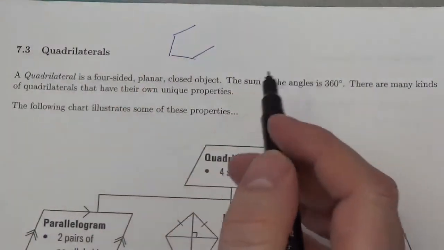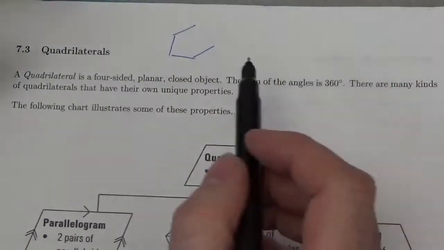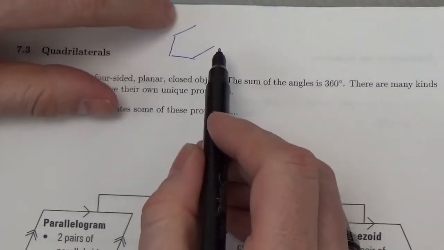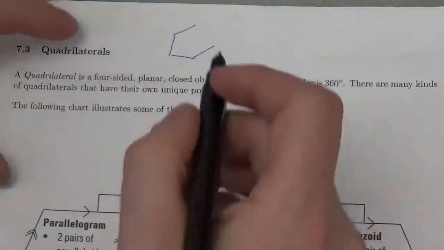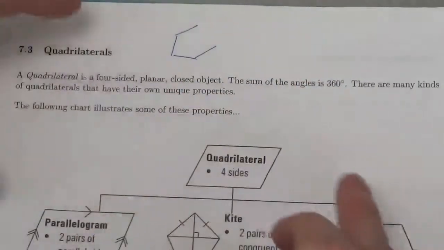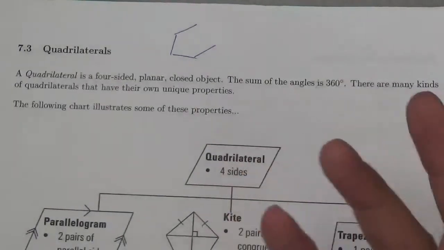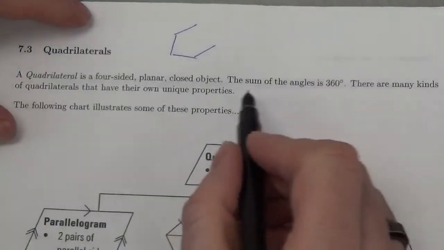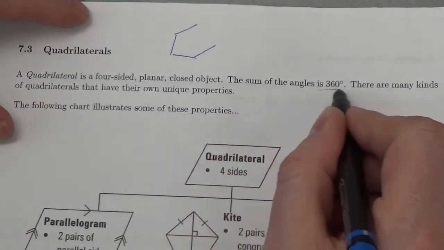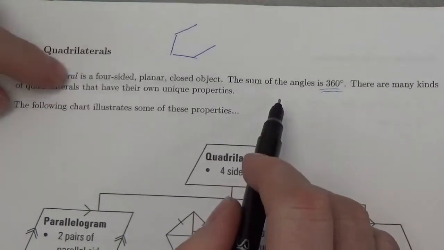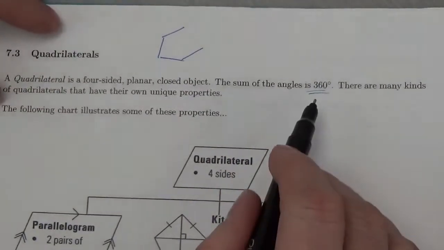this is a four-sided open object, right? Because the ends don't close; they're not connected. With a closed object, there's a definite inside and an outside. That's an aside; you probably weren't all that concerned about that. Now, the sum of the angles inside is going to be 360 degrees. For a triangle, it's 180 degrees, but for a quadrilateral, it's going to be 360.